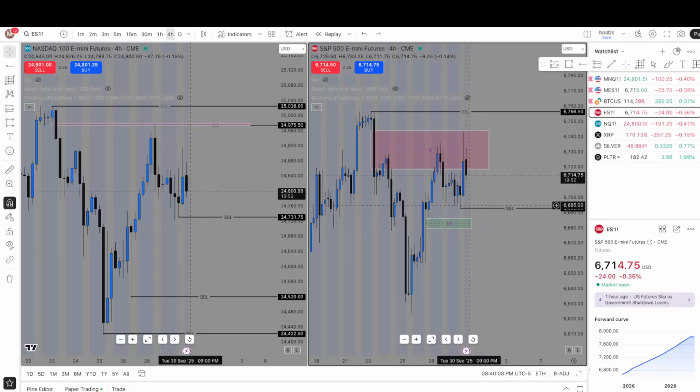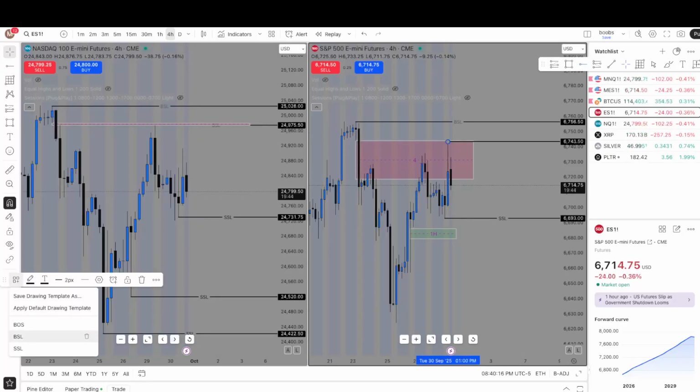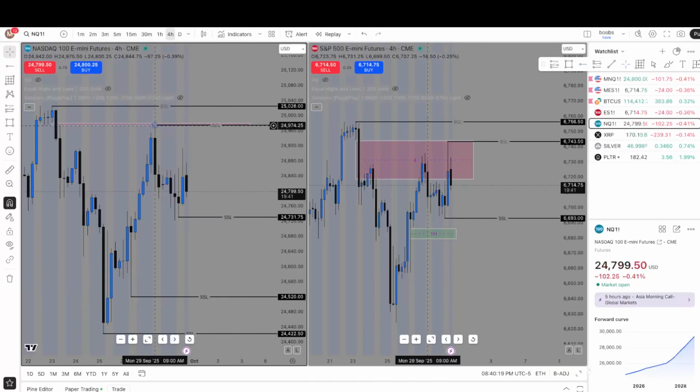I'm assuming London session is going to be doing that. And like I said, we have a 4 hour high, which is right up here, resting above. We put buy side liquidity, so we have this 4 hour high up here, which is at 9.